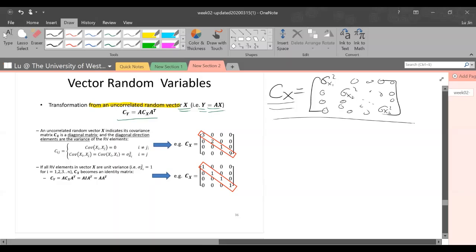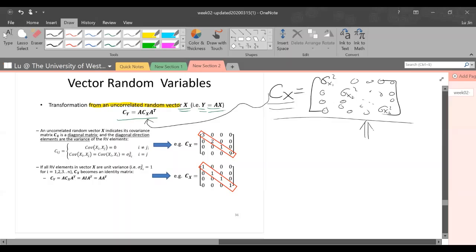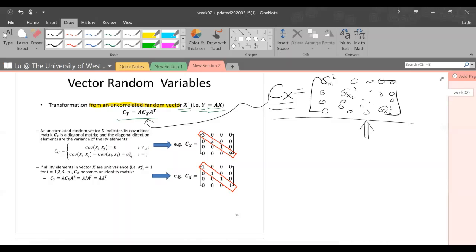And so of course, using such Cx in this calculation should be very easy. A is a square matrix. A transpose is another square matrix. And in between this A and A transpose, you just have Cx, which is actually a diagonal matrix. You just do very simple calculation after multiplication between elements. You should be able to evaluate the Cy very quickly. Okay, so this is an easy question.